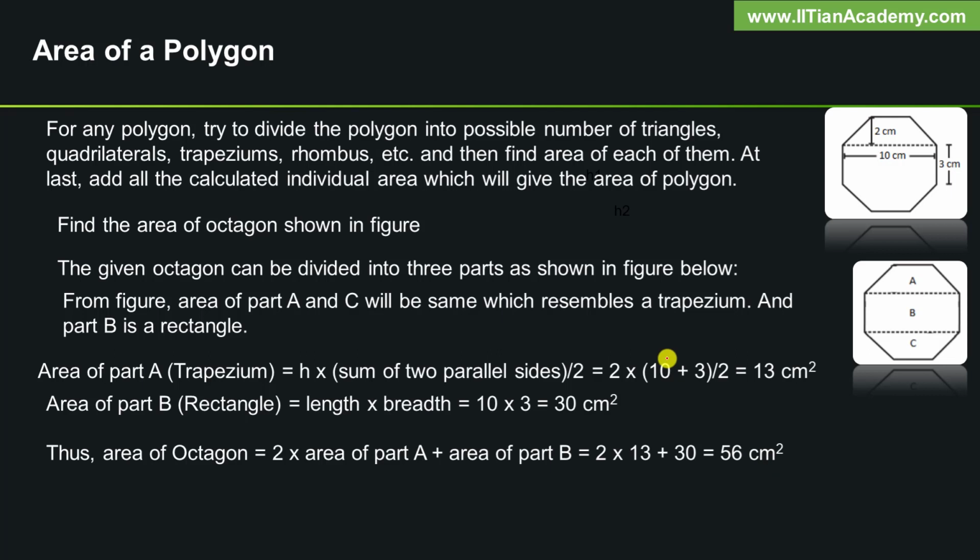In this topic, we will see how to calculate the area of any polygon. For any polygon, try to divide the polygon into the possible number of triangles, quadrilaterals, trapeziums, rhombuses, etc., and then find the area of each of them. At last, add all the calculated individual areas, which will give the area of the polygon. For example, let us now find the area of the octagon shown. The given octagon can be divided into 3 parts.